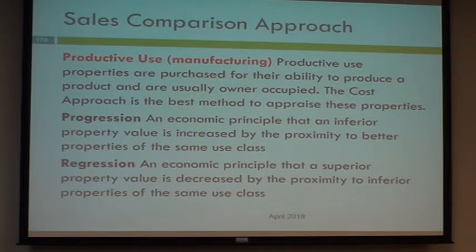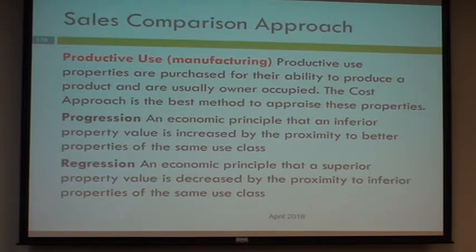Now, we talked a little bit about progression. Progression is an economic principle that an inferior property's value is increased by its proximity to property of the same class. Think about a subdivision where somebody's got a fairly plain house, and all these newer, nicer houses are built around it. When they get ready to sell, what's going to happen? It's going to be pulled up with that better market in it, a better neighborhood.